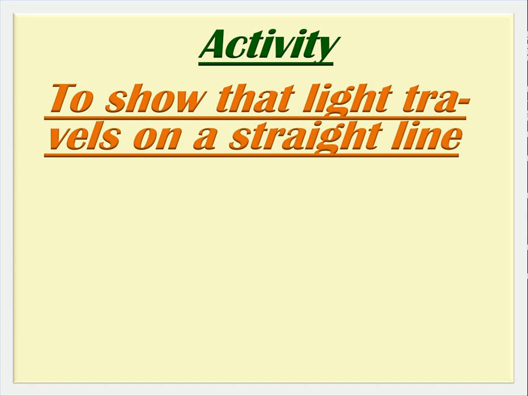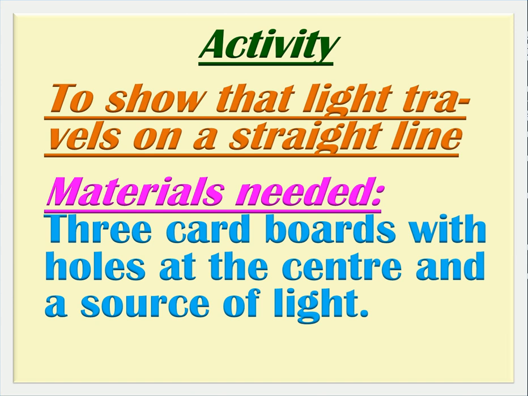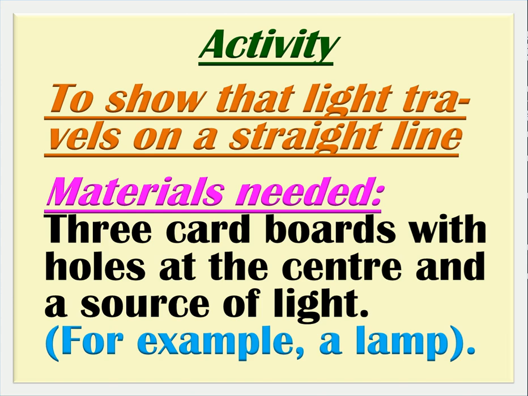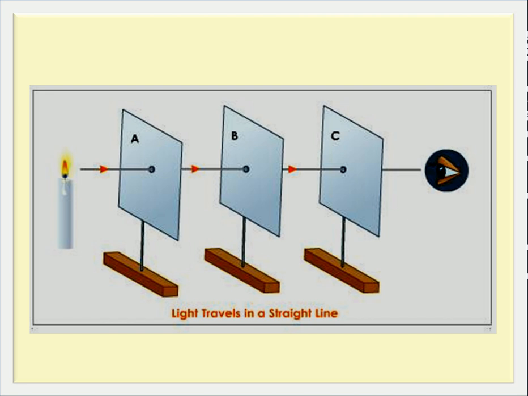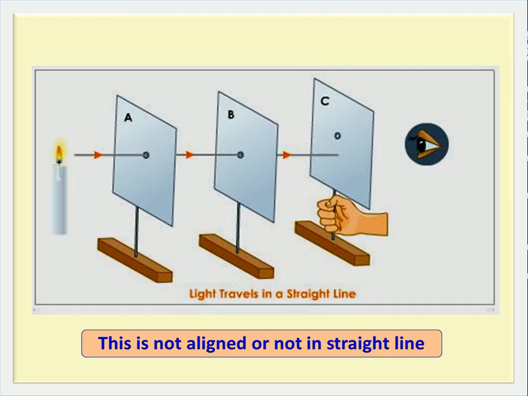Activity. To show that light travels on a straight line. Materials needed: 3 cardboards with holes at the center and a source of light, for example, a lamp. Here, the holes are aligned, or in a straight line. Here, the holes are not aligned, or are not in a straight line.